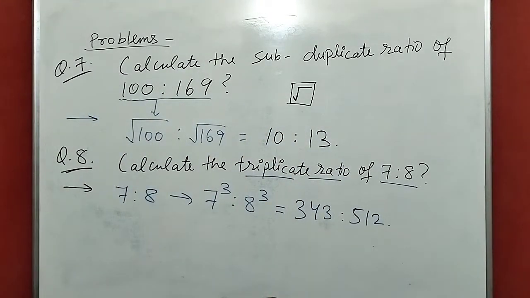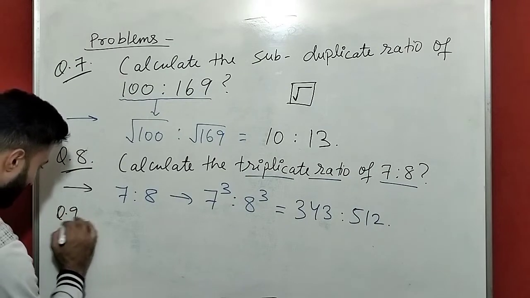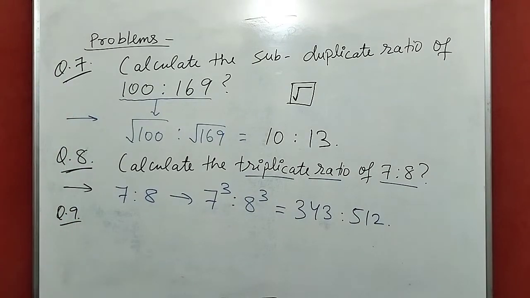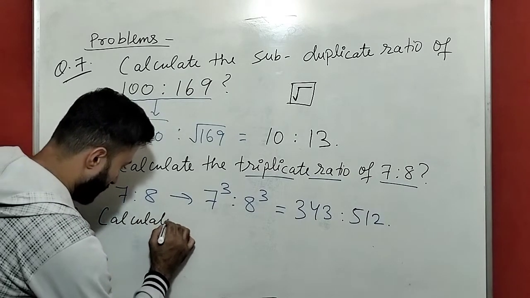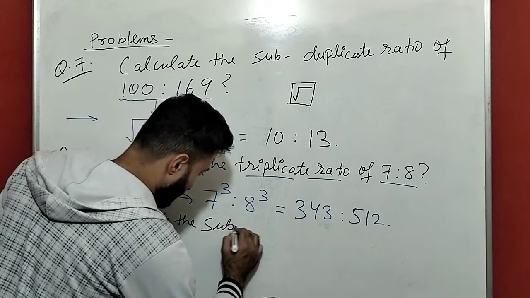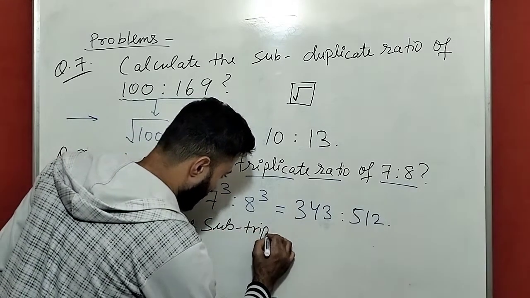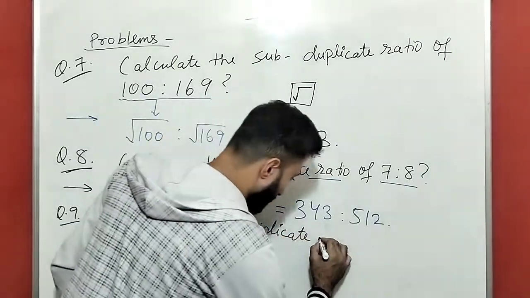So in this video, guys, I am doing a total of 10 questions. Next is question number 9. Calculate the subtriplicate ratio. Subtriplicate ratio means, guys, cube root.